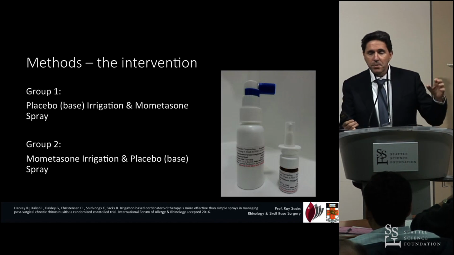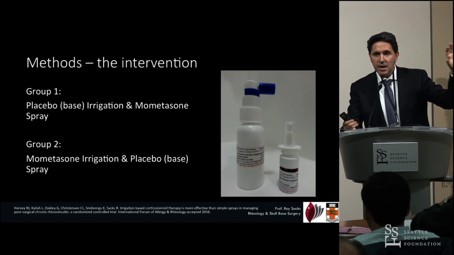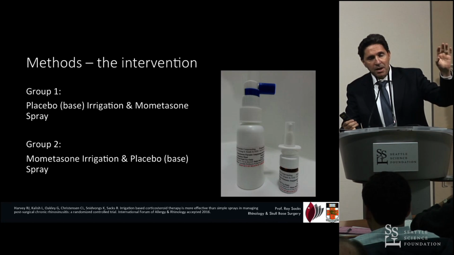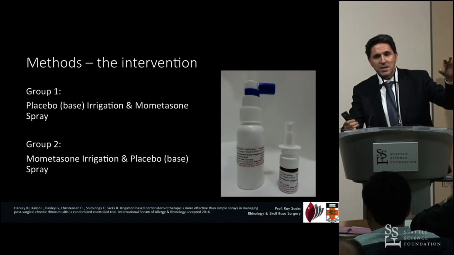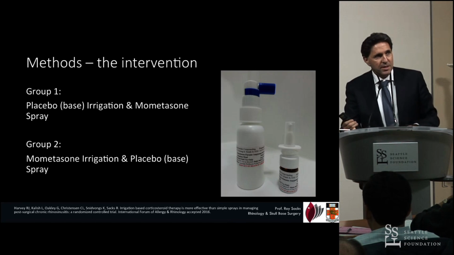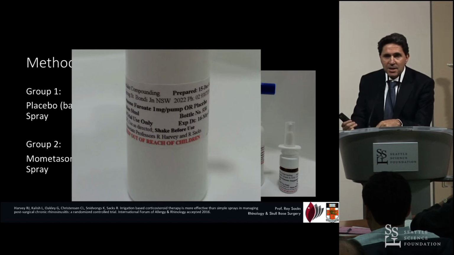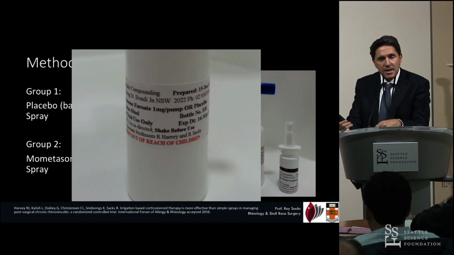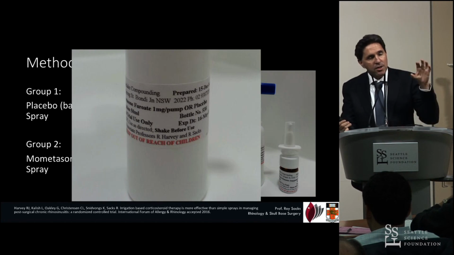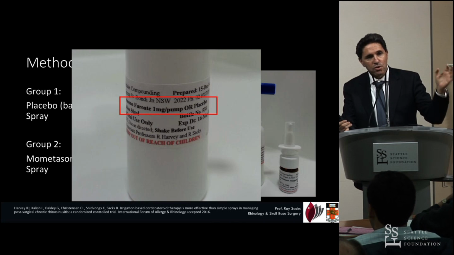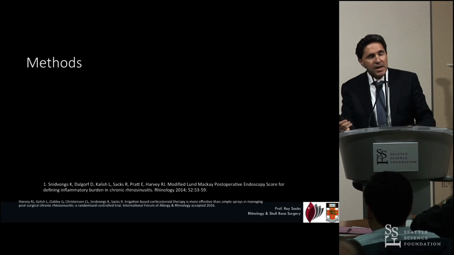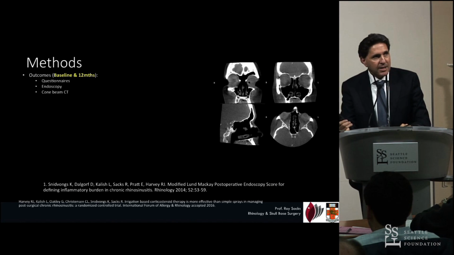So our first group had the mometasone in the irrigation and placebo in the spray, and the other group the opposite. They were completely blinded, as we were, as to what they had. So they had no idea. The bottle was labeled saying placebo or mometasone, and they had no idea what they were using in their pump bottle. So it was a completely randomized, double-blinded study.